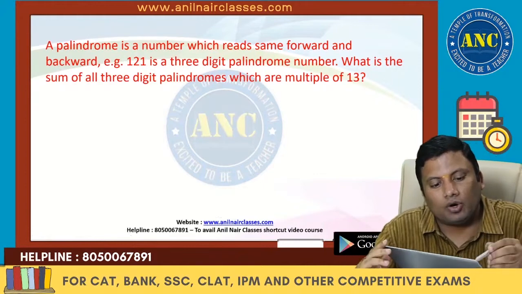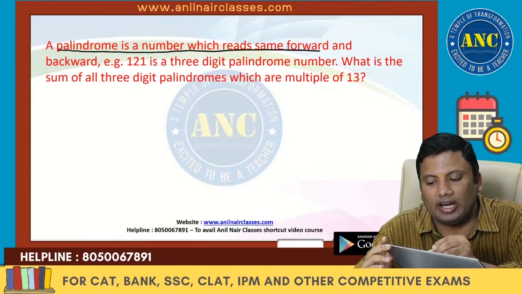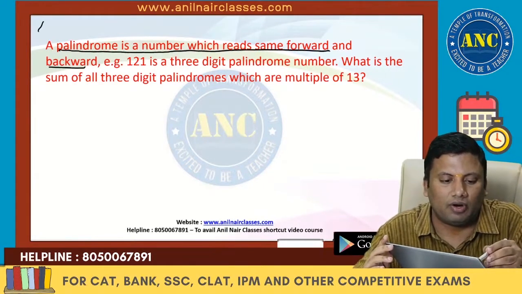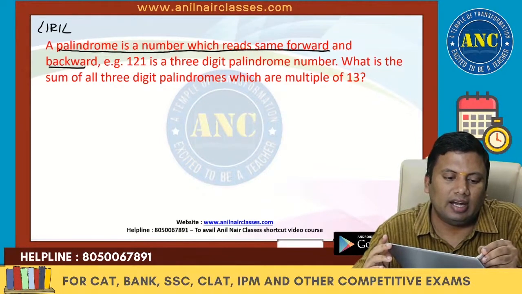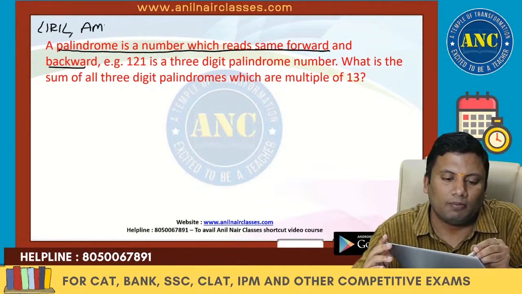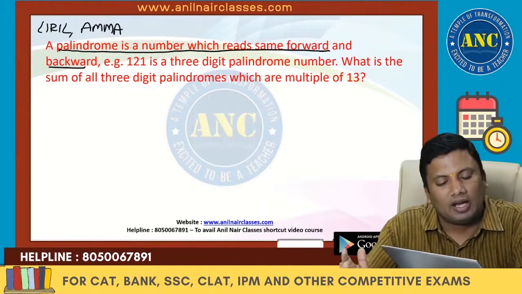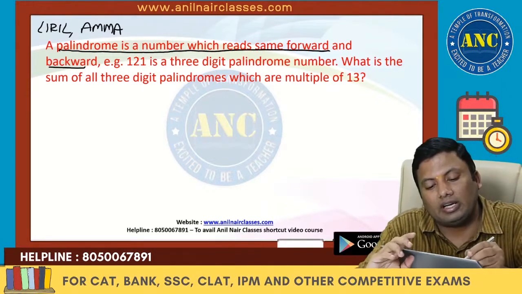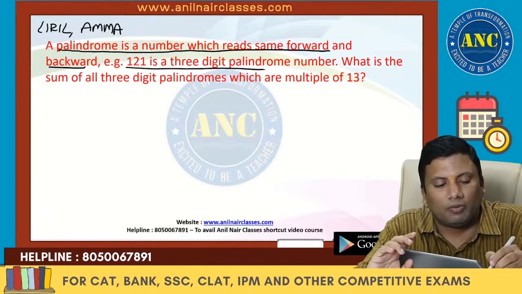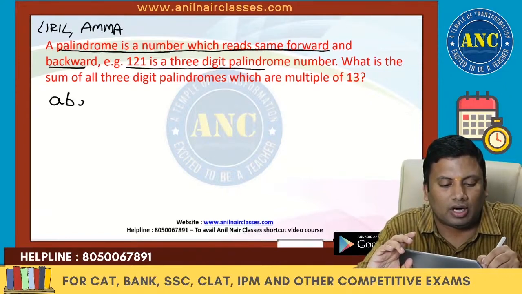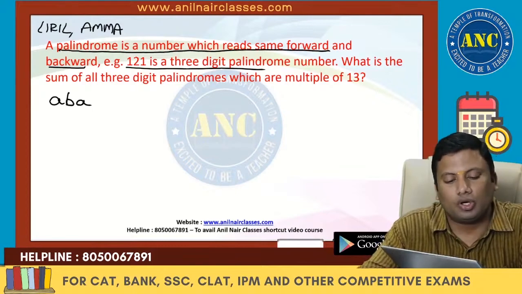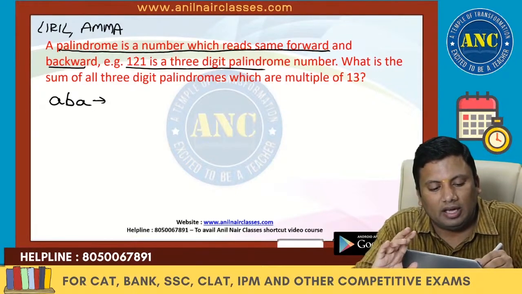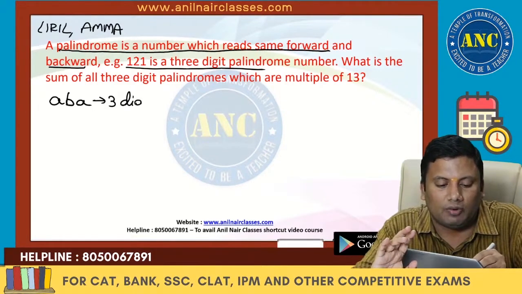A palindrome is a number or word which reads the same forward and backward. Liril is a palindrome. Amma is a palindrome. Anna is a palindrome. In numerical values, 121 is a 3-digit palindrome. Left to right and right to left, both should be the same. So ABA is a 3-digit palindrome.